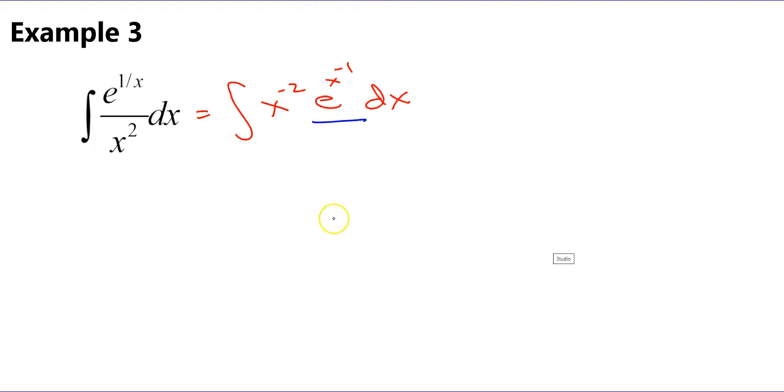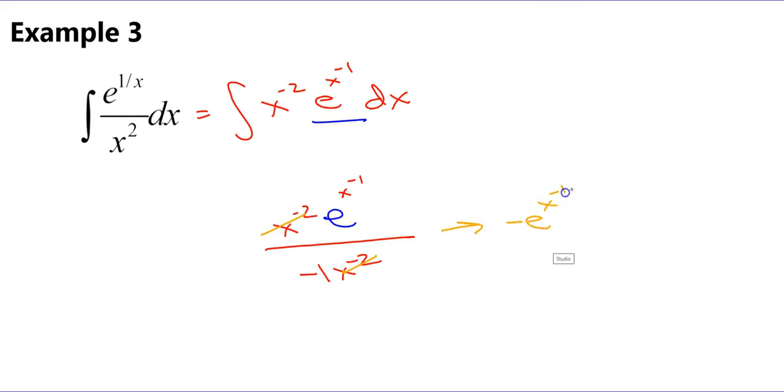So let's antiderive the outer function, hold everything else. Then we're going to divide by the derivative of the inner. The inner function is x to the negative 1, whose derivative is negative 1 x to the negative 2. Notice once again, everything cancels except for this factor of negative 1. So final answer, negative e to the x to the negative 1 plus c, also known as negative e to the 1 over x plus c.